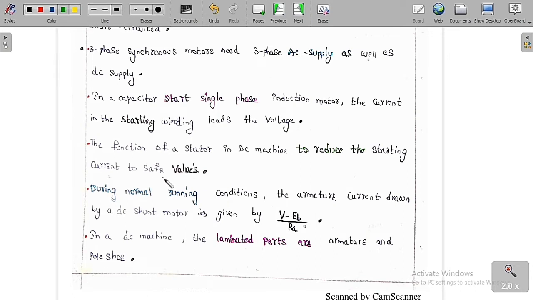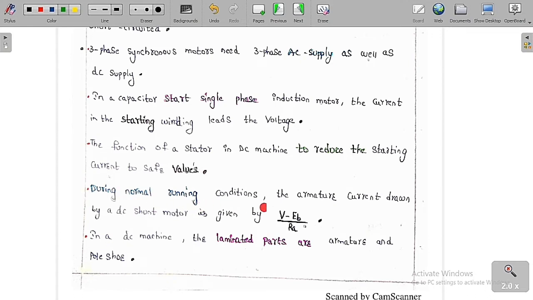So now, we have to use the starter. It is going to add starting resistance, and as time goes on, it is going to decrease its resistance. So we can keep the current within limited safe values. So the function of the starter in a DC machine is to reduce the starting current to safe values.